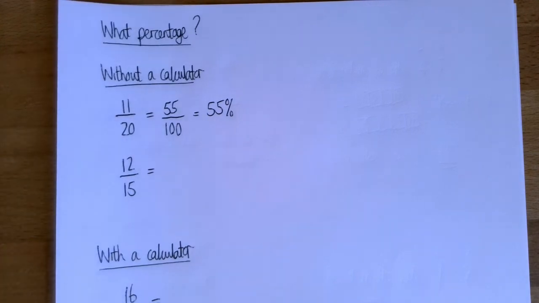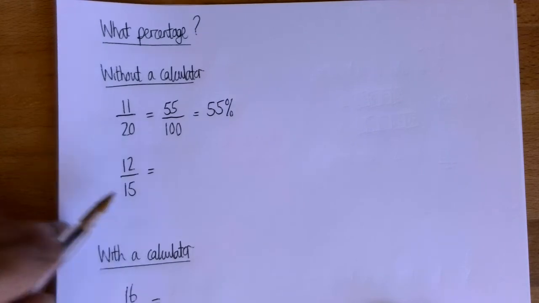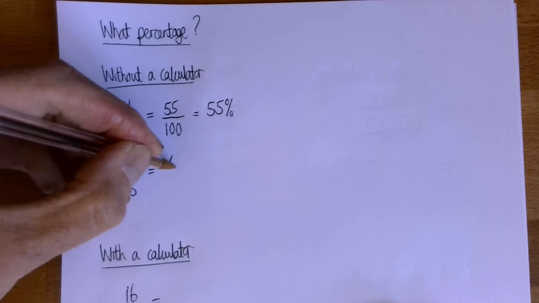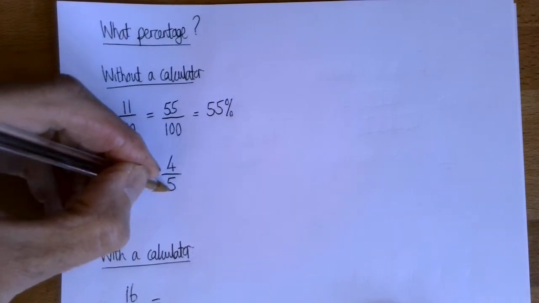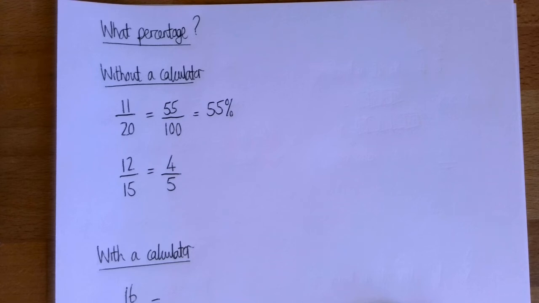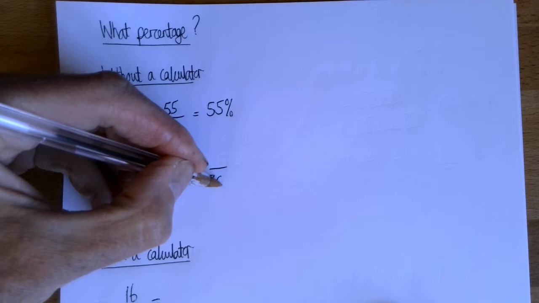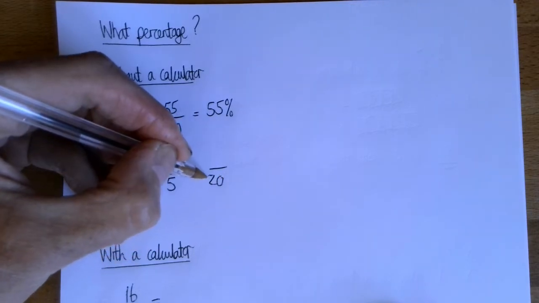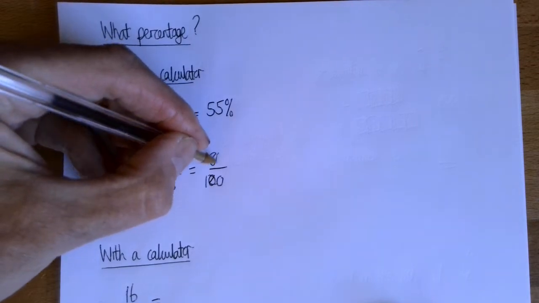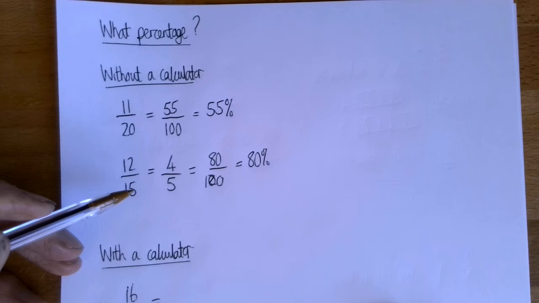Not always that obvious. Obviously 15, you can't multiply it up to make 100. But if I cancel it down first, so that is 4/5, isn't it? If I divide top and bottom by 3, then I can multiply by 20 to make 100. So I get 80%.